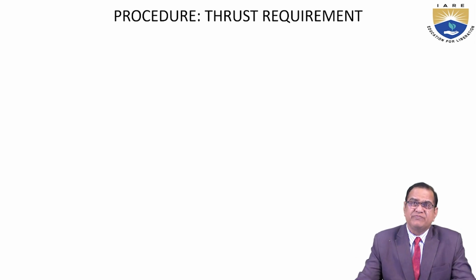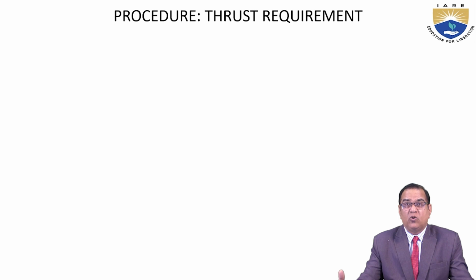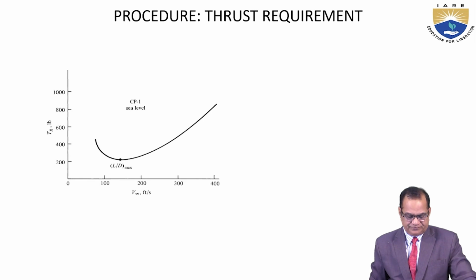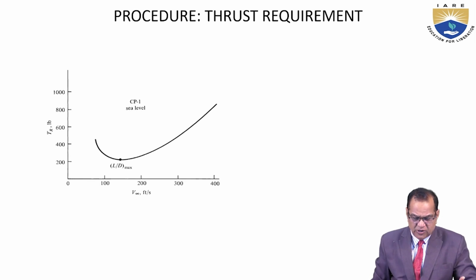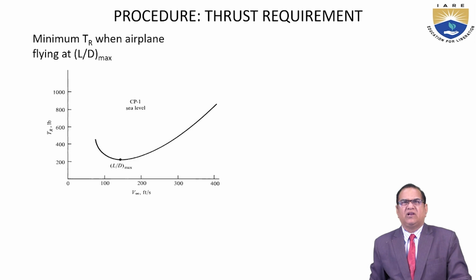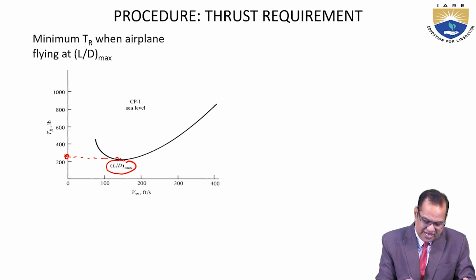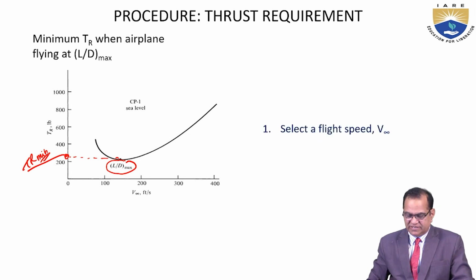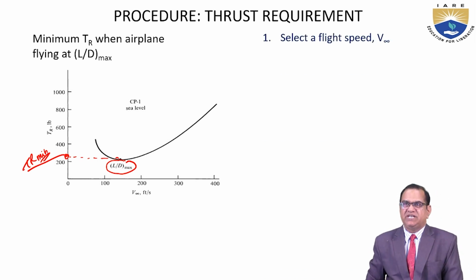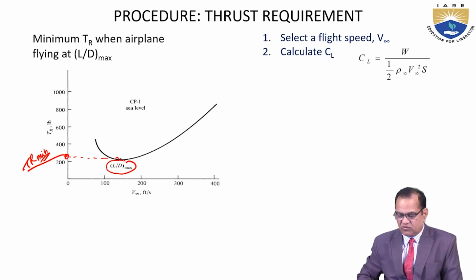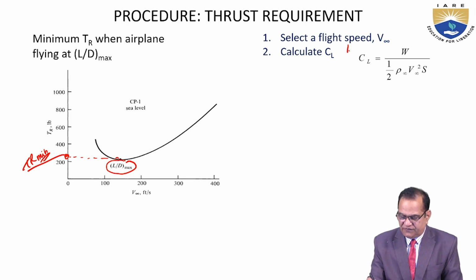Then how to find the thrust required? What is the procedure to find the thrust required? That I am going to discuss here. This is the same plot which I have shown earlier. Minimum TR is when the airplane is flying at L by D maximum. So this is the L by D maximum, and if you draw a horizontal line, this is the TR minimum. So how to find it? Select a flight speed, that is V infinity. Calculate the CL, and how to calculate? Lift is equal to weight.